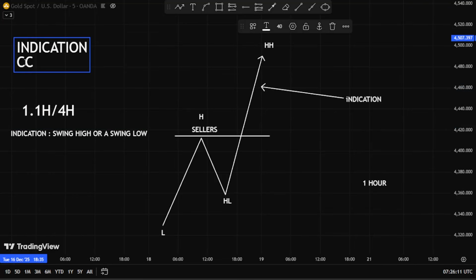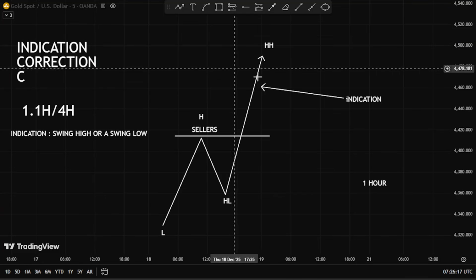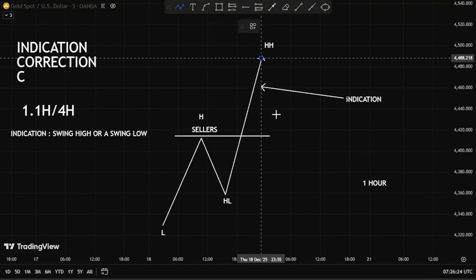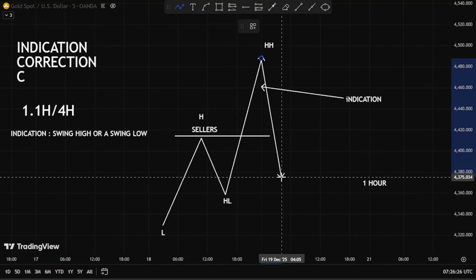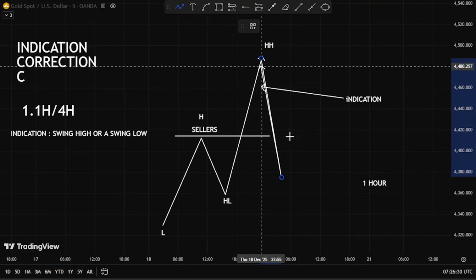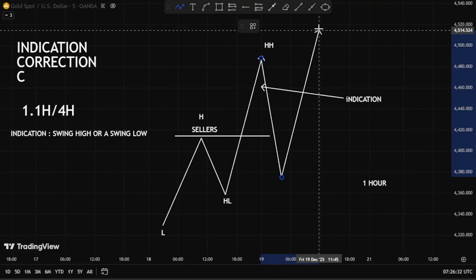Now the second part is what we call the correction. So now when price gives you this indication, it normally comes back to grab liquidity. It comes back down, and that is the higher low that you're going to be entering from. Then that is called the correction.